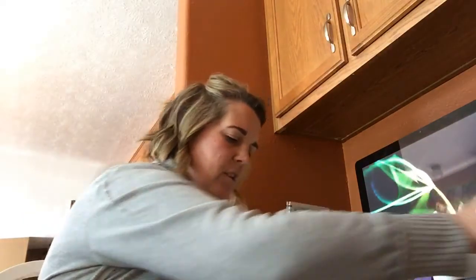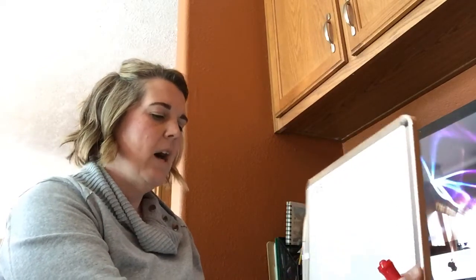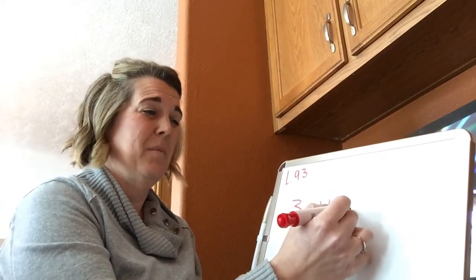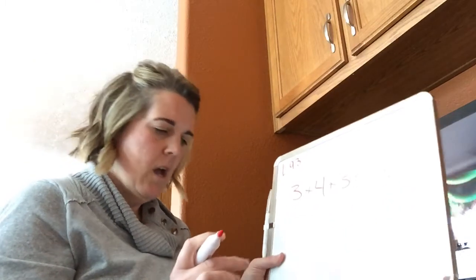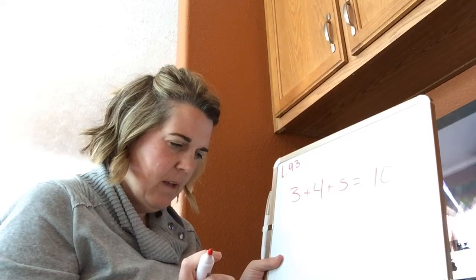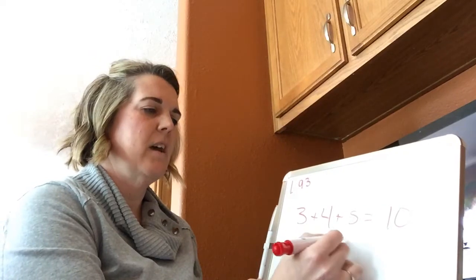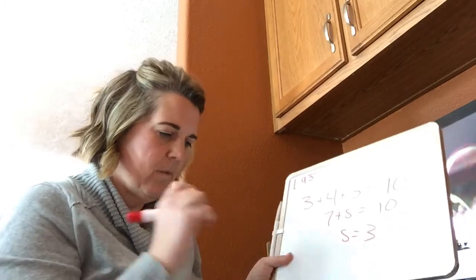Okay, let's look at D. It says two sides of a triangle measure 3 inches and 4 inches. If the perimeter is 10 inches, what type of triangle is it? Well, if we have 3 inches plus 4 inches plus something else equals 10, let's figure out what we need it to be. So 3 plus 4 is 7, plus s equals 10. And we see that that last side is 3, right?